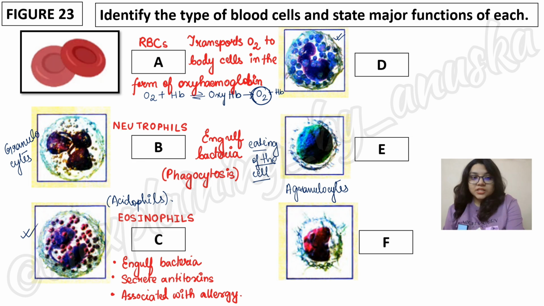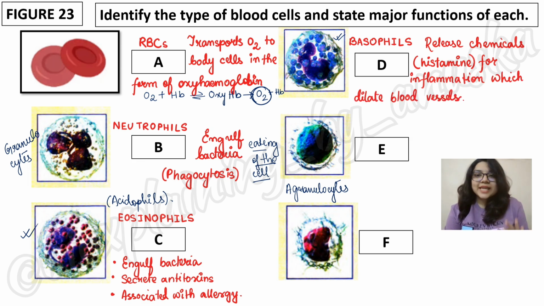Coming to the last granulocyte. What is that? Basophils. Look into the names. One was neutrophil, neutral, eosinophil, acidic, basophil, basic. They are all stained by neutral, acidic and basic dyes. Like, neutrophils stained by neutral dyes, eosinophil by acidic dye, basophils by basic dye. What is the job of basophils? They release chemicals known as histamine for inflammation, which dilate the blood vessels. So this is important. You have to remember that they release the chemical which is known as histamine.